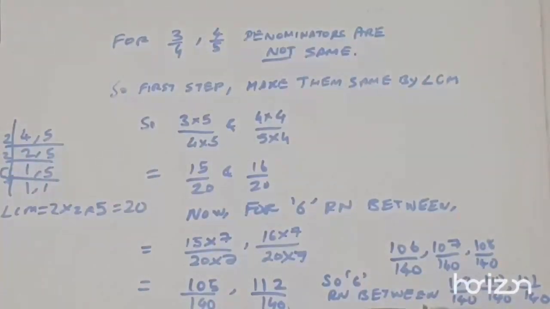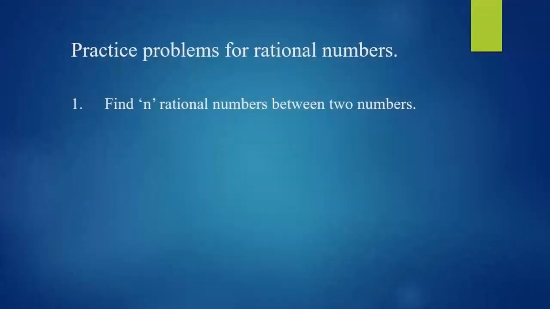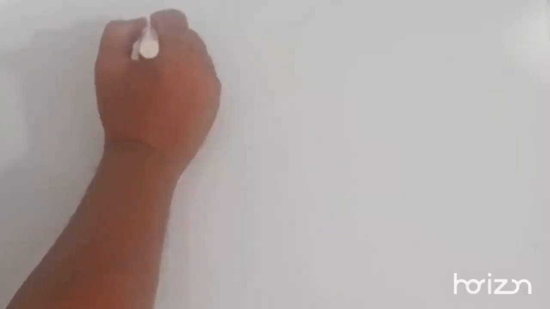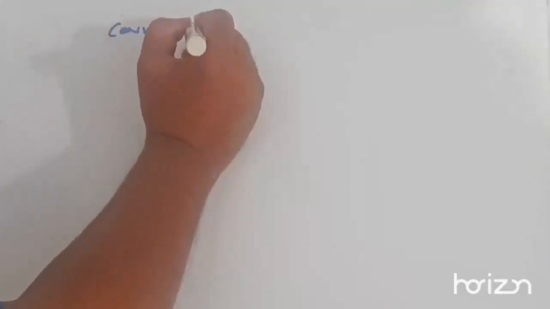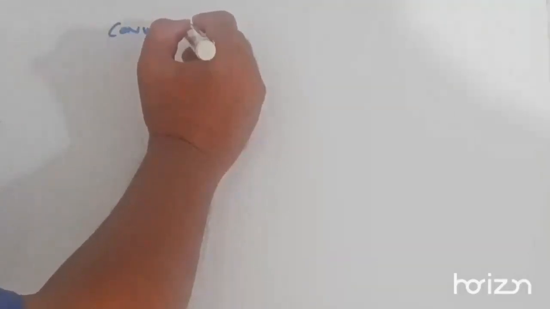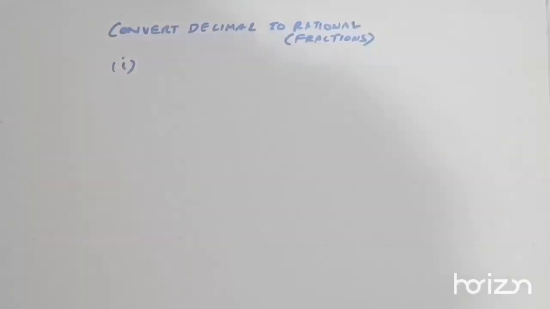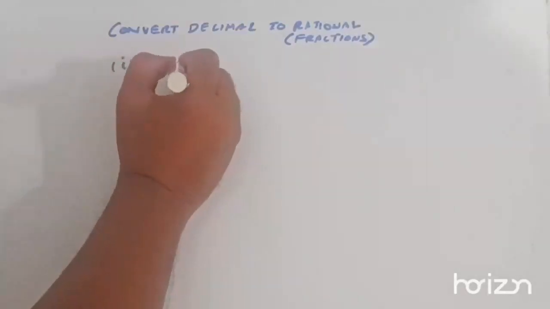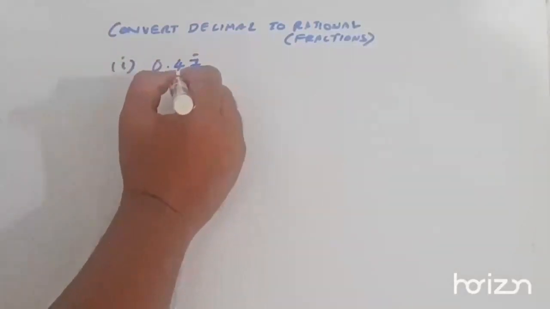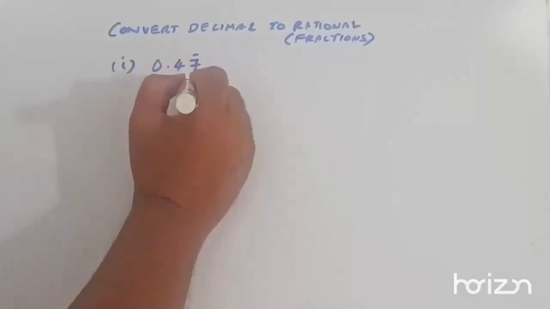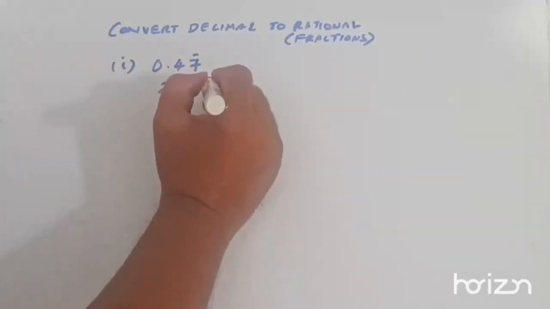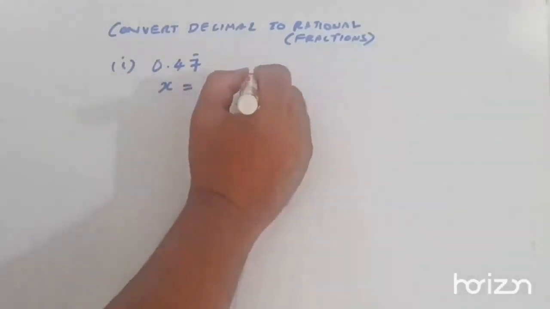Okay, so the next set of problems. We want to convert our decimal numbers into rational numbers. Suppose I am given a decimal number. Let's take the first case of 0.47 recurring, where only 7 is recurring. If we call it x, it will be 0.4777 repeating, right?